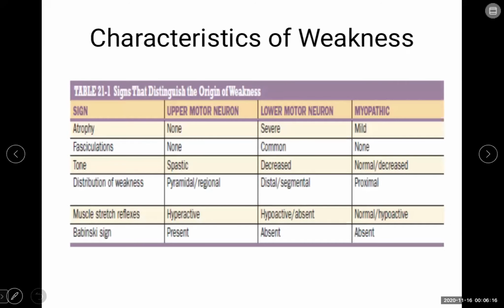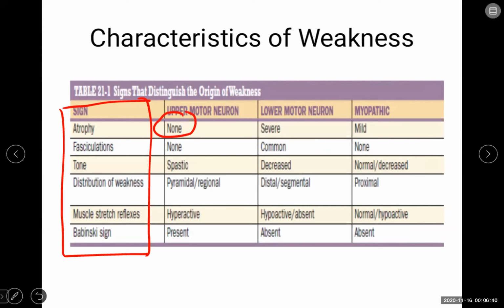The first one is characteristics of weakness. When any patient comes with weakness in a muscle, you try to distinguish whether it is of UMN nature, LMN nature, or a myopathic nature. Coming on to the left hand side of the box, there are mainly six components that you look at. In a UMN lesion, there tends to be no atrophy at all, whereas in an LMN lesion, the atrophy is severe, and in a myopathic lesion, it tends to be mild.